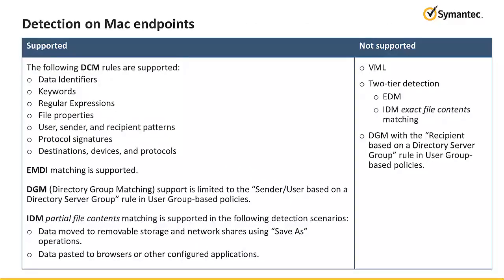For detection on Mac endpoints, refer to this table to determine which types of detection the DLP agent for Mac does and does not support. Note that vector machine learning, two-tier detection EDM and IDM for exact file content matching, and DGM with a recipient based on a director server group rule and user group-based policies are not supported on Mac endpoints.